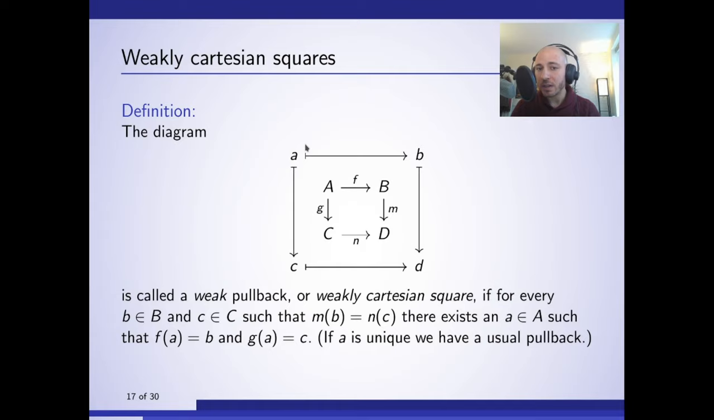Now, some people here may be into higher category theory. This is not the same as the two-dimensional version of a pullback. I'm not doing this weakly in that sense. I'm doing this weakly in the sense that I've just said, and the two notions are not quite the same, okay? So the diagram here commutes strictly, but the uniqueness of the element up here is dropped. That's a weak pullback, or weakly Cartesian square.